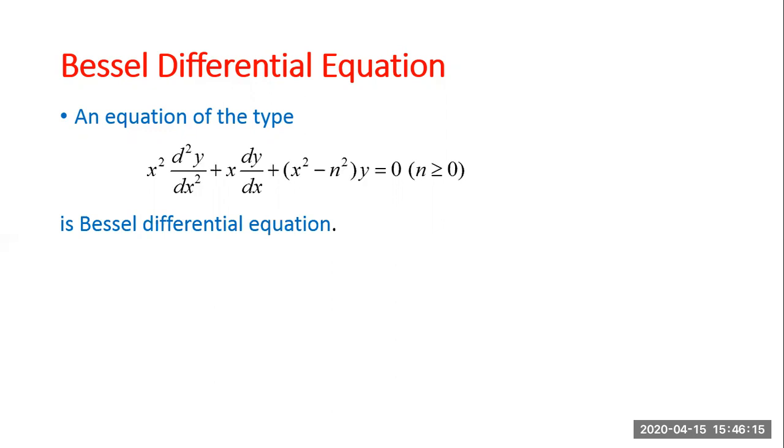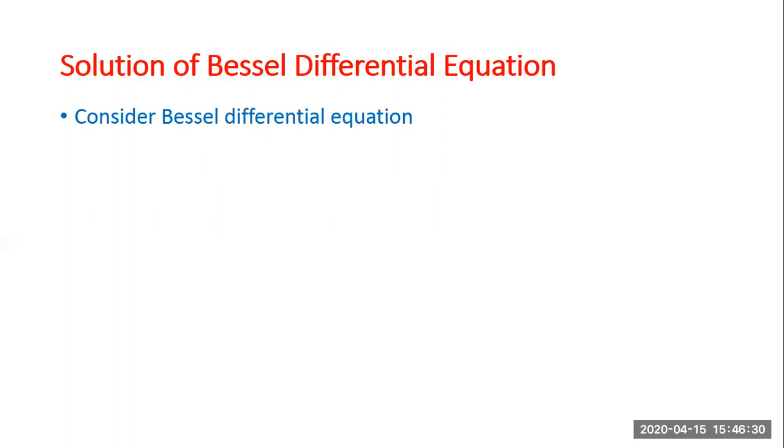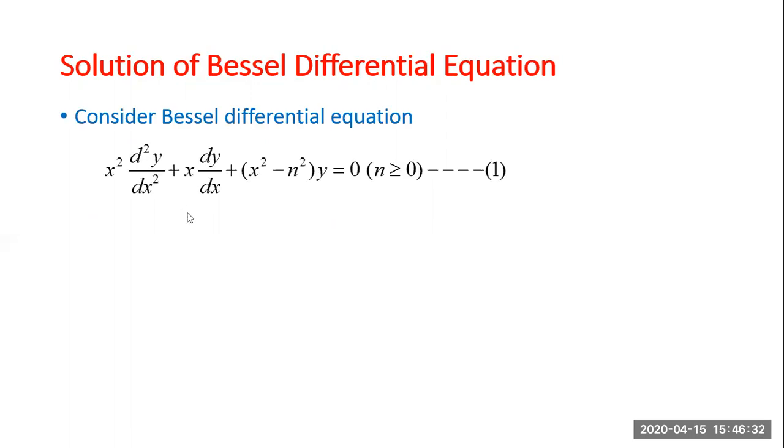If you observe here, this is a second order linear differential equation with variable coefficients. So in this video, we try to find out the solution of this equation. So let me consider the Bessel's differential equation x square d square y by dx square plus x dy by dx plus (x square minus n square) into y is equal to 0. Here if you observe, the coefficient of d square y by dx square is x square.